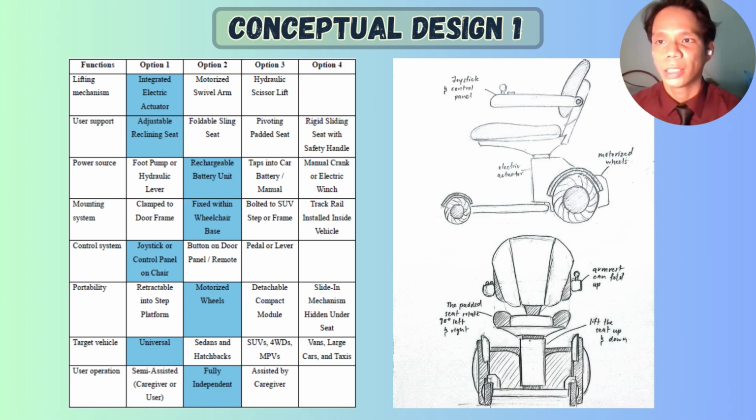It has an integrated electric actuator, which is used to move and adjust the reclining seat. We have a rechargeable battery unit. It is fixed within the wheelchair base. You will have a joystick and control panel on the chair. It has a motorized wheel, so you can move around. The target vehicle is universal, so you can use this on any type of vehicle, and this design is fully independent because it has a control panel and joystick to control the seat.